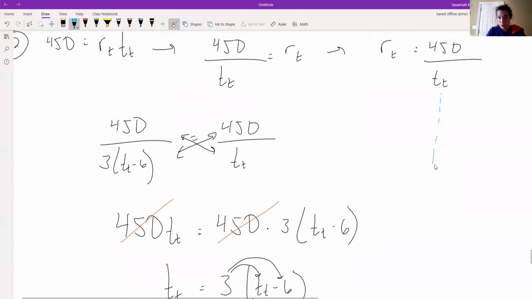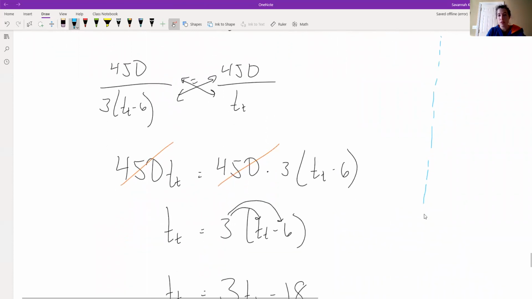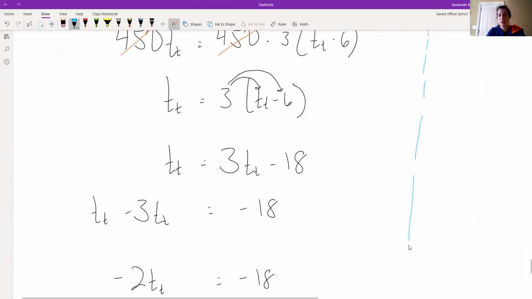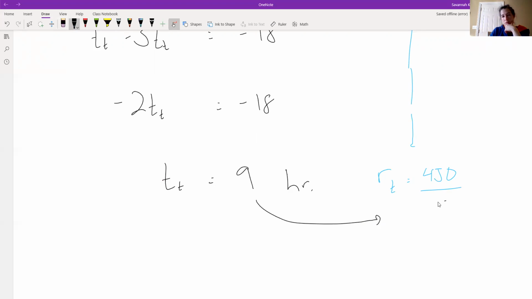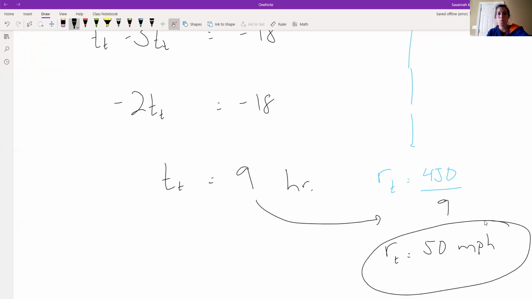So 450 over T is probably the nicest. So I'm going to come all the way down here. 450 divided by that 9. Okay. So the rate of the truck, 9 times 5 is 45. So I've got 50 miles per hour. That's the rate of the truck. So giant, big, fat mess is what it feels like.